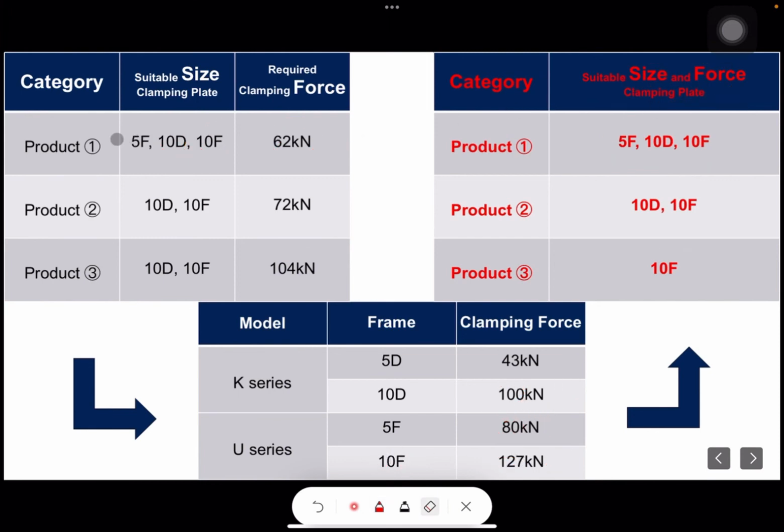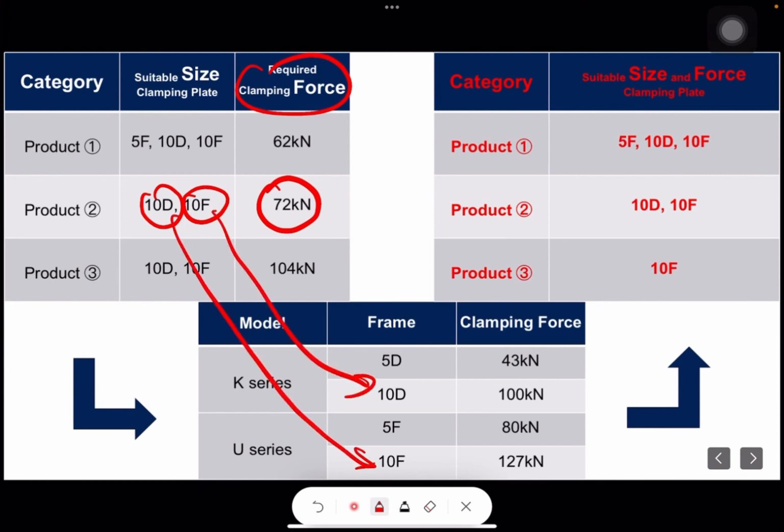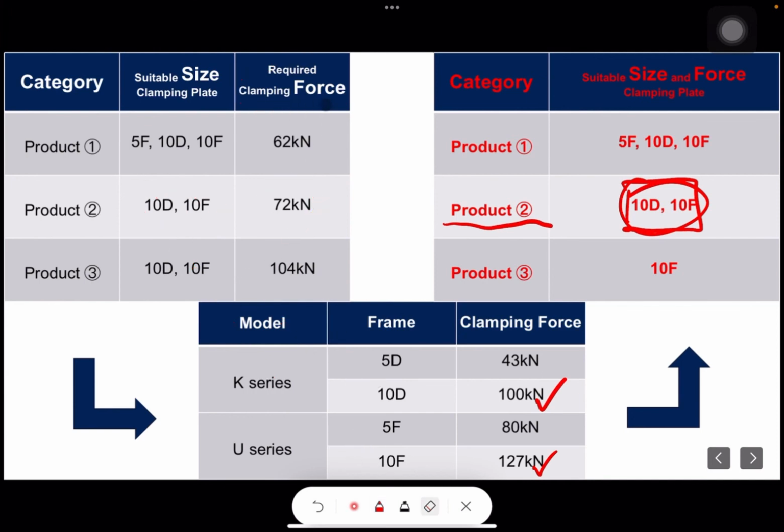Okay, let's come to product 2. Product 2 required clamping force is 72, right? Then 72, 10D, 10F, match them together. 10D here, 10F here, and 75, 100, okay, 127, okay. So another conclusion: product 2 can be made by 10D and 10F. Finally, the last one, the biggest one, product 3 with 2 handles.